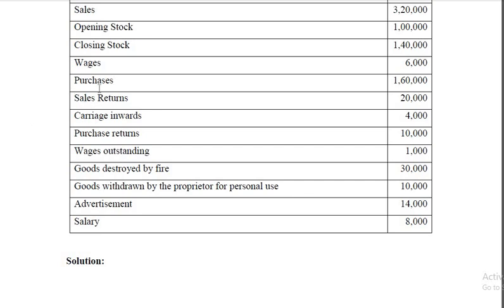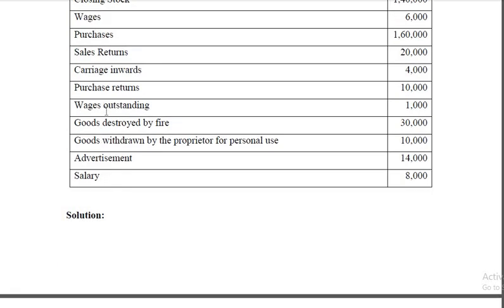The next one, sales returns. Already I told you, sales minus sales returns. Carriage inwards is a direct expense to be debited to trading account. Purchase returns relate to purchases, I already told you. And you got wages to be debited to trading account. And outstanding wages are added. This is not a trial balance, therefore it has to be added.